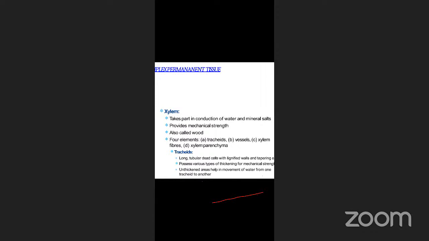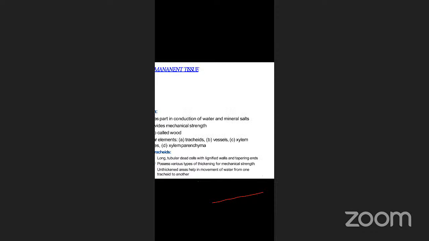Xylem is composed of different kinds of elements, that is tracheary elements, meaning tracheids and vessels, next fibers and wood parenchyma rays. So the xylem elements are tracheids, vessels, xylem fibers and xylem parenchyma. Tracheids are generally long, tubular dead cells with fully lignified walls and open ends.